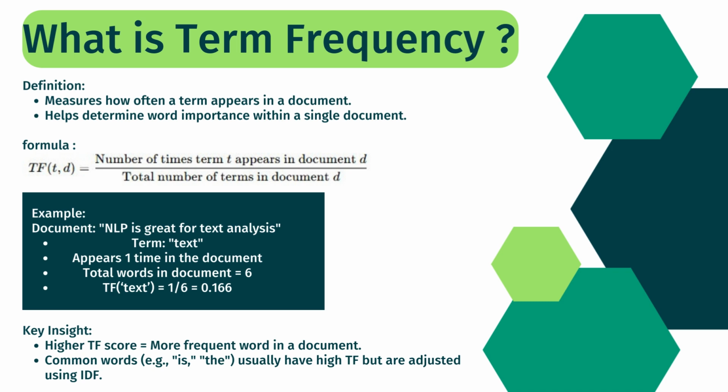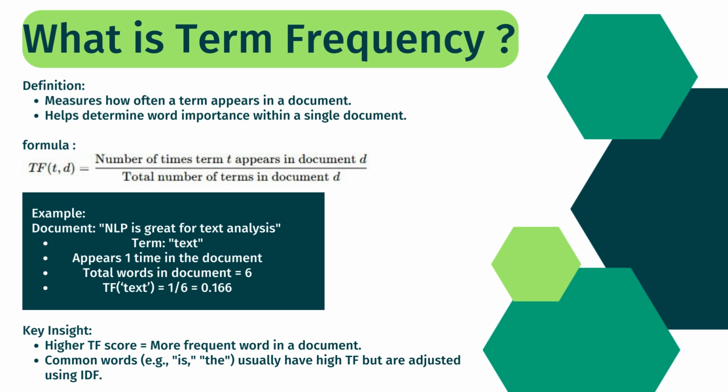For example, in the sentence, "NLP is great for text analysis," the word "text" appears once, while the total number of words in the document is 6. So, the term frequency of "text" is 1 divided by 6, which equals 0.166. A higher TF score means the word appears more frequently in the document. However, common words like "is" and "the" usually have high TF values, which is why we use inverse document frequency, or IDF, to adjust their importance.